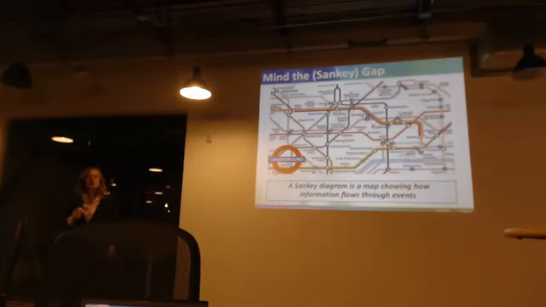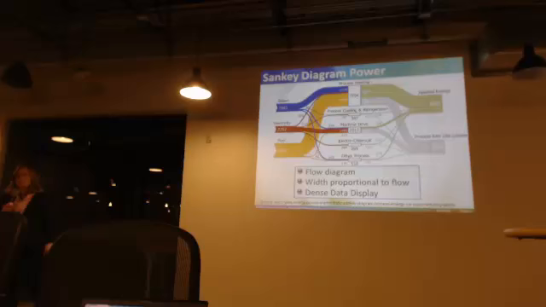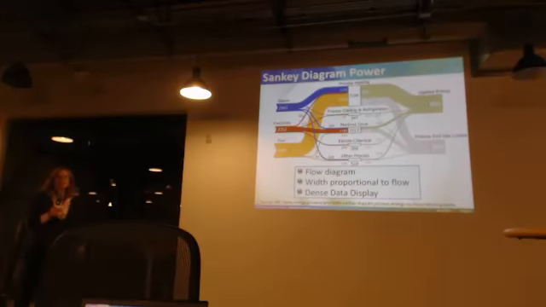A Sankey diagram is much like a map. This is a map of the London Underground subway system. Much like a map, it shows how the subway flows from subway station to subway station. This is an actual Sankey diagram. It's often used for power and flow. That's where its history is derived from. It's flowing points, like I said, from one event to another.